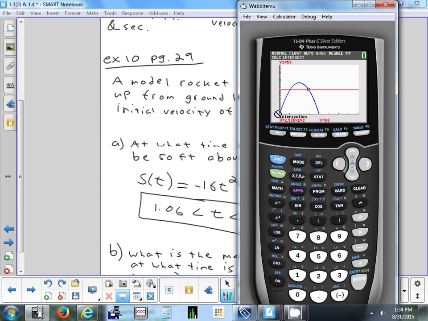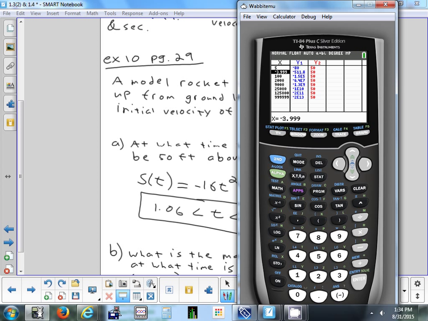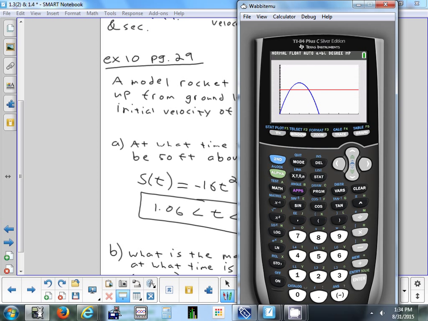So you wouldn't want to look at any time beyond 4 seconds, because if you do, now it's negative. And that doesn't make sense in this problem. Right, so we're only looking at times between 0 and 4 seconds.